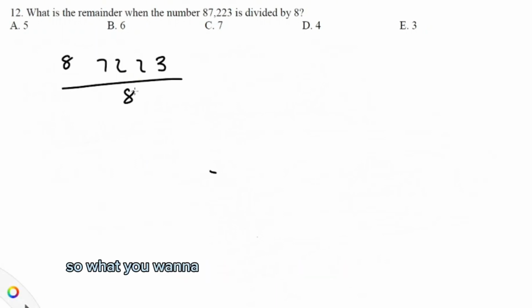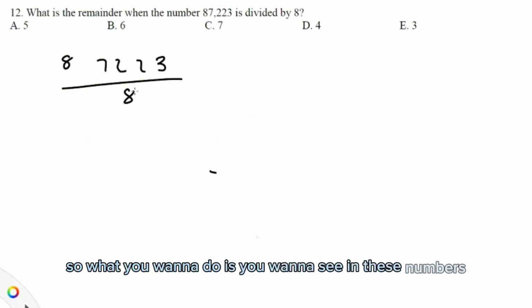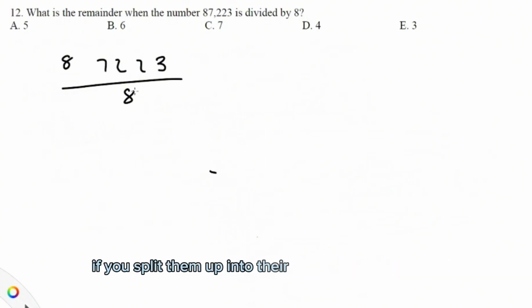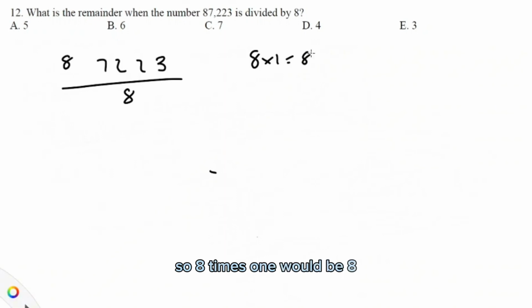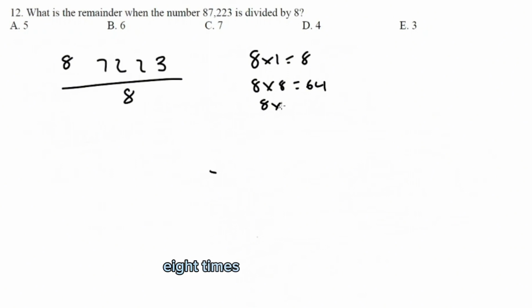Okay, so what you want to do is, you want to see in these numbers, if you split them up into their own individual values, what multiples of 8 can you make? So a multiple of 8 is just 8 times any number. So 8 times 1 would be 8. 8 times 8 would be 64. 8 times 3 would be 24. And any number like this.